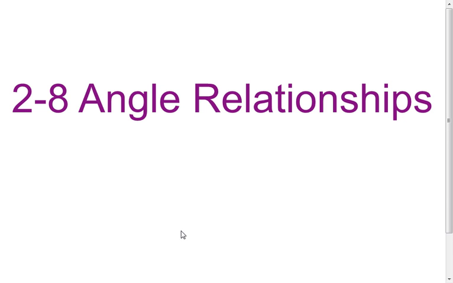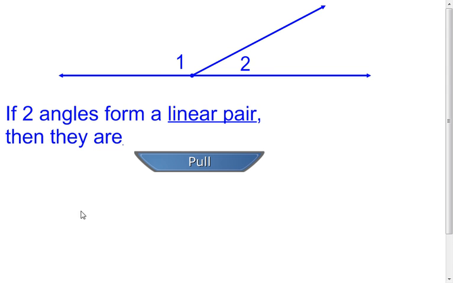During this lesson, we're going to look at different relationships between angles. The first example that we're going to look at would be two angles that form a linear pair. In this example, we have angle 1 and angle 2 together forming a linear pair, as you can see. Well, then what are we going to know about those two angles?